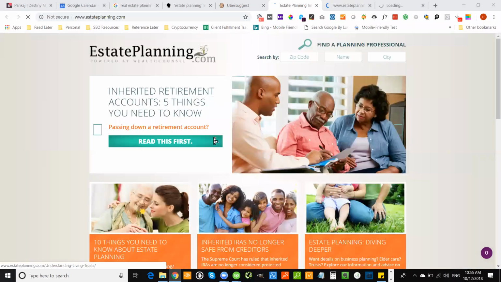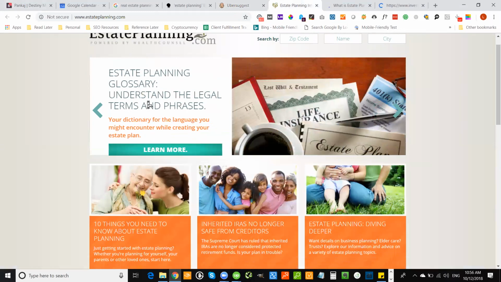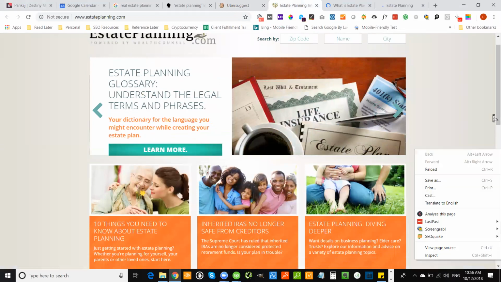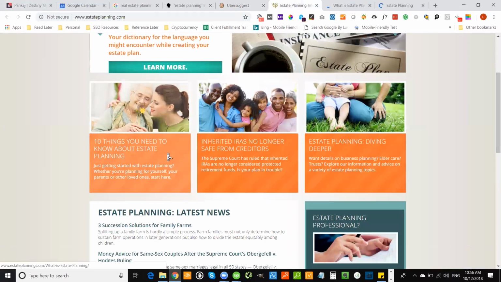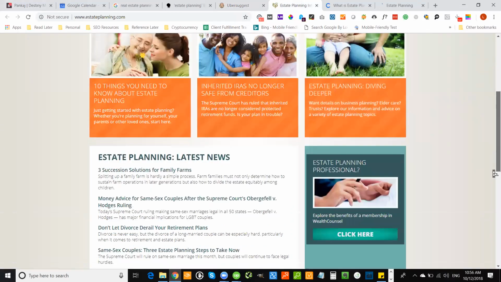Let's move this out of the way. Okay, so this is the site's homepage. You can just see some of the topics they're talking about. They have an estate planning glossary, 10 things you need to know about estate planning, inherited IRAs no longer safe from creditors. That could be a topic. Estate planning, dive in deeper. That could be a separate article.